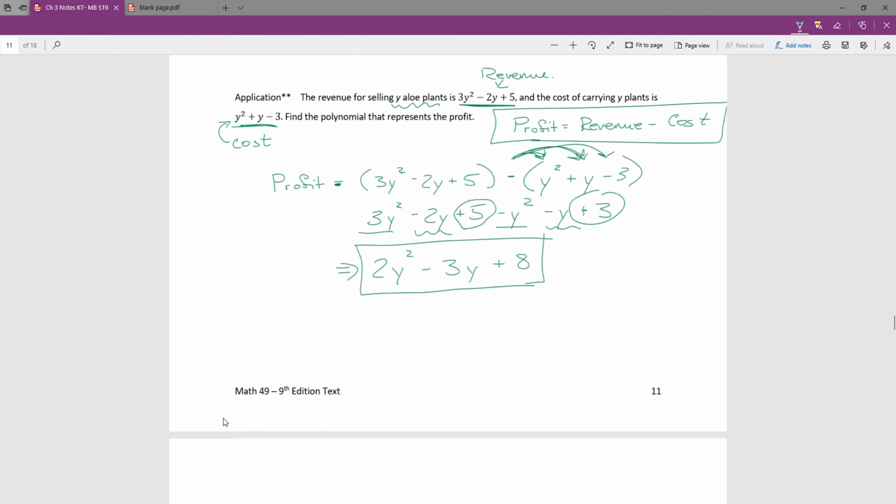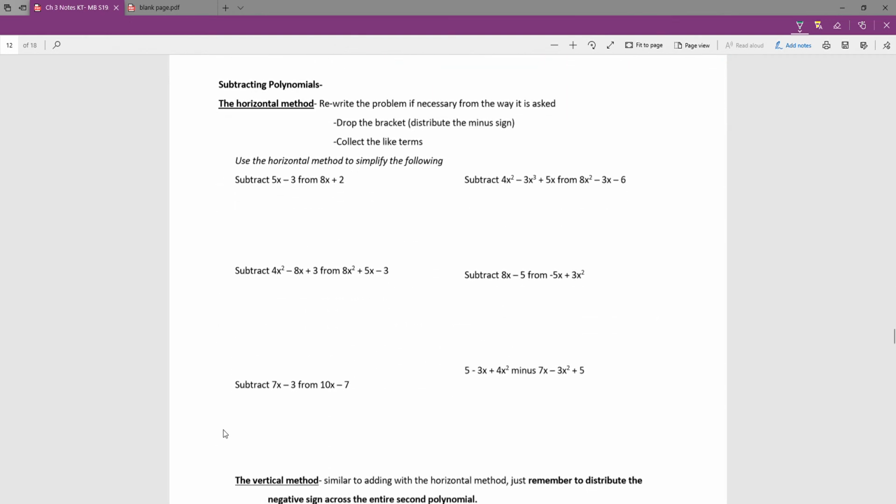So maybe a little more applicable here, the actual kind of book work of this. I don't know if I sold you on the application of all that. In these ones, we're going to do subtracting polynomials. We're going to start with the horizontal method.